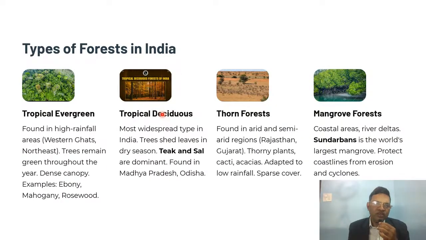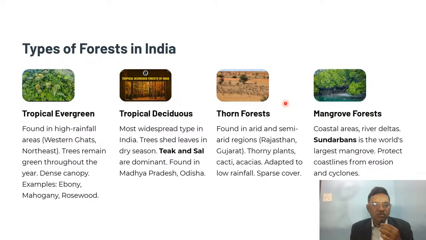So, types of forest in India. It is broadly categorized into four types: tropical evergreen, then tropical deciduous, then thorn forest, then mangrove forest. So the tropical evergreen forest is found in heavy rainfall areas like the Western Ghats and the Northeast. The trees remain green throughout the year.